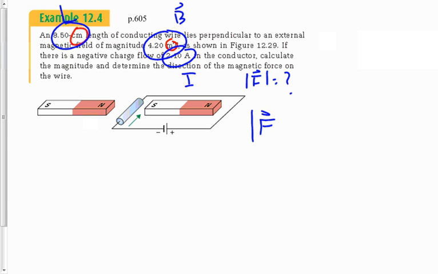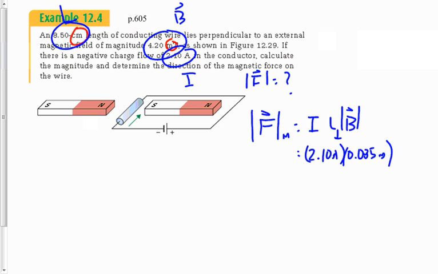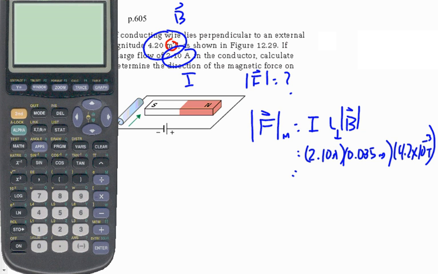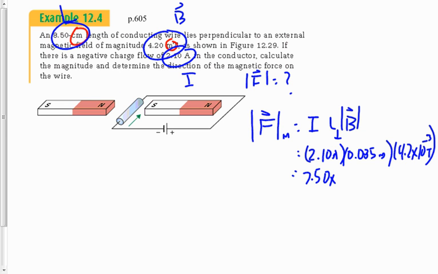F. Want to find the magnitude of the force, we're simply going to say it's I times L times B. So we're going to say 2.1 amps times a length here of 0.085 meters, and 8.5 times 10 to the minus 2, or 8.5 divided by 100, 0.085. Millitesla is 10 to the minus 3 Tesla. Let's multiply those three numbers together. And we get 7.49, 7.50 times 10 to the minus 4 newtons.